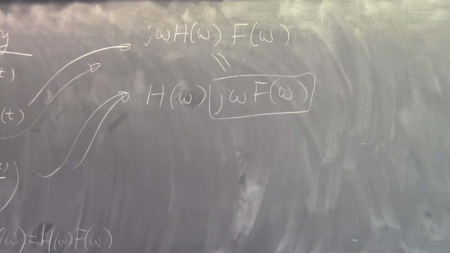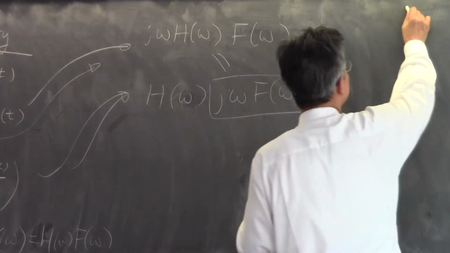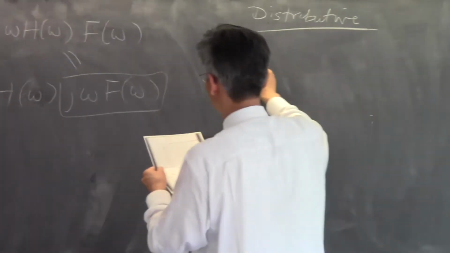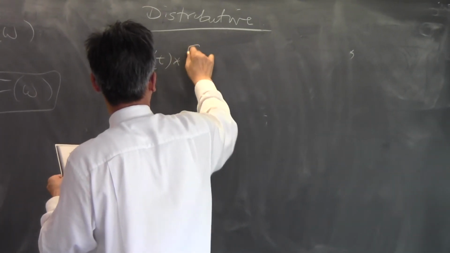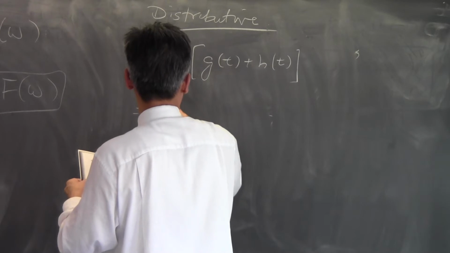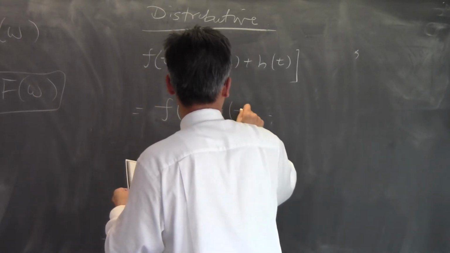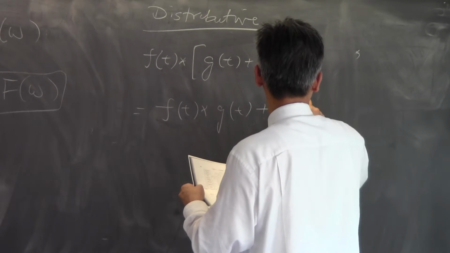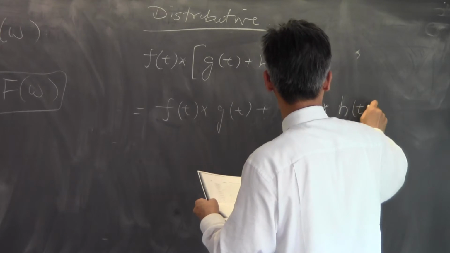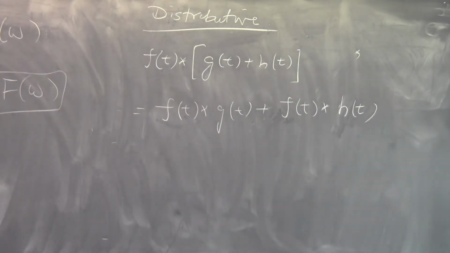Another property that I need not prove is the distributive property. I think it's so easy to prove that you can do it by yourself. f of t convolving with g of t plus h of t is the same as f of t convolving with g of t plus f of t convolving with h of t. You can prove this yourself. The shifting property and the derivative property I already proved to you.